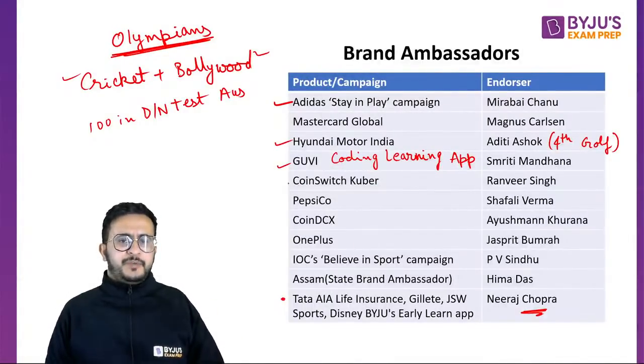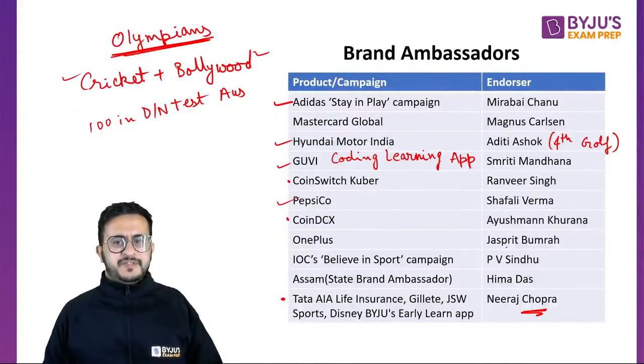Coins, so cryptocurrencies are a big buzz, right? There are two famous companies, CoinSwitch Kuber and CoinDCX. CoinDCX has Ayushmann Khurrana as the endorser, and CoinSwitch Kuber has Ranveer Singh. Then Shafali Verma is a young Indian cricketer for PepsiCo. OnePlus, Jasprit Bumrah. IOC's Believe in Sport campaign, PV Sindhu.